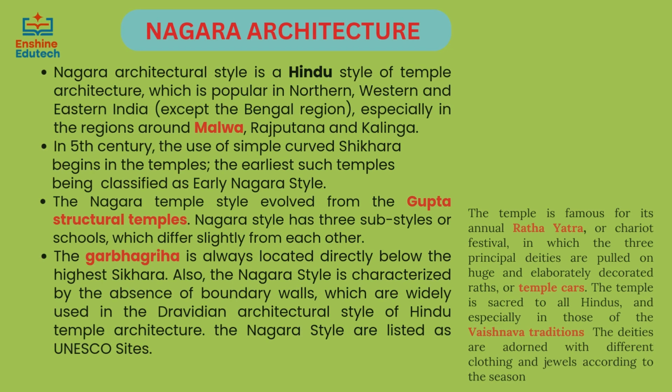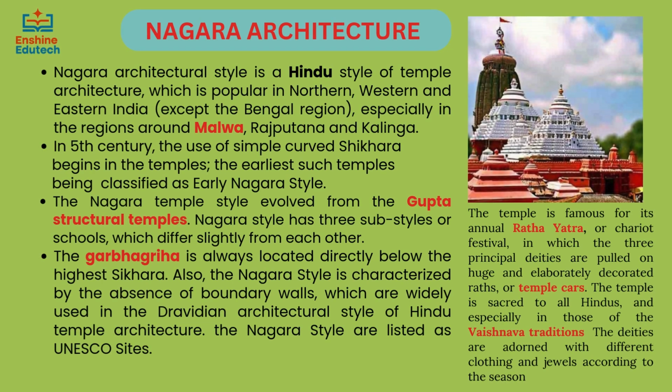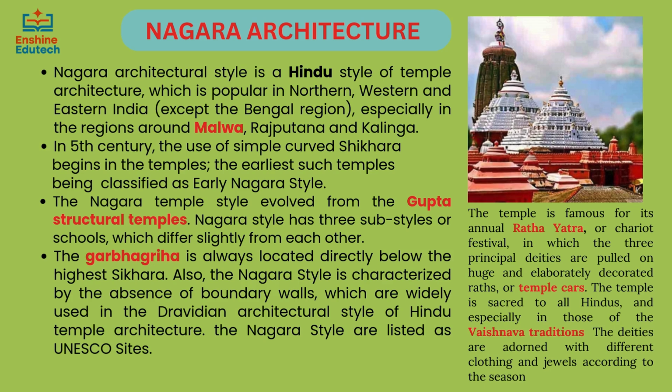The Nagara temple style evolved from the Gupta structural temples. Nagara style has three sub-styles or schools, which differ slightly from each other. The garbhagriha is always located directly below the highest sikhara. Also, the Nagara style is characterized by the absence of boundary walls, which are widely used in the Dravidian architectural style of Hindu temple architecture.